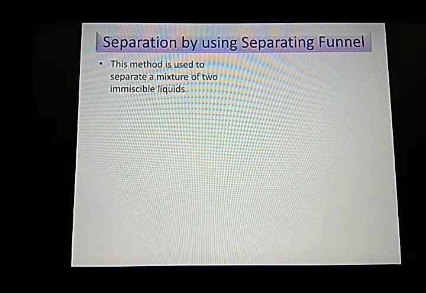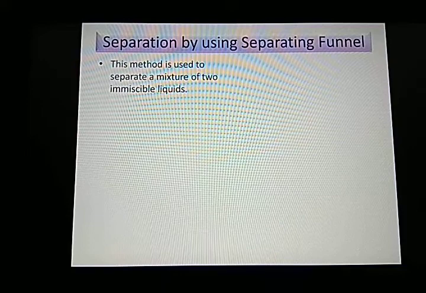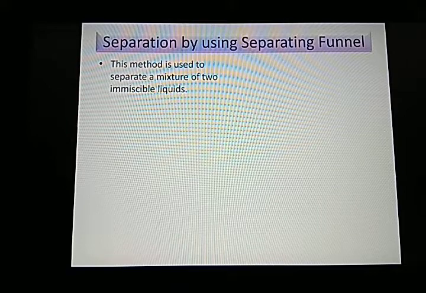Now this method is used to separate a mixture of two immiscible liquids. Now what is immiscible? Immiscible means they are not mixed. Even if we try to mix them, they will not get mixed. After some time, they will separate out. We can easily distinguish the two liquids. They don't get mixed with each other. So that is the meaning of immiscible.